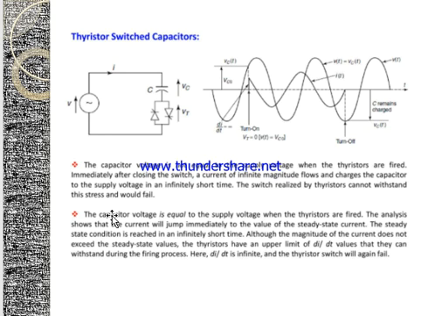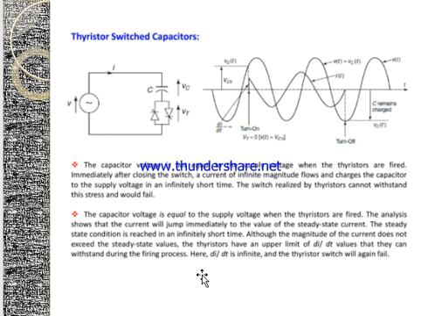The capacitor voltage is not equal to the supply voltage when the thyristors are fired immediately after closing the switch. A current of infinite magnitude will flow and charge the capacitor to the supply voltage in an infinitely short time. The switch realized by the thyristors cannot withstand this stress and will fail. So the thyristors should be fired when the capacitor voltage is equal to the supply voltage.